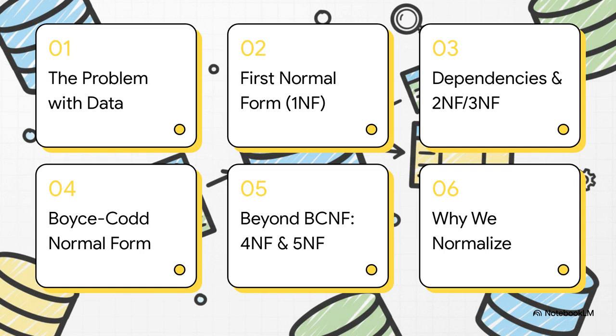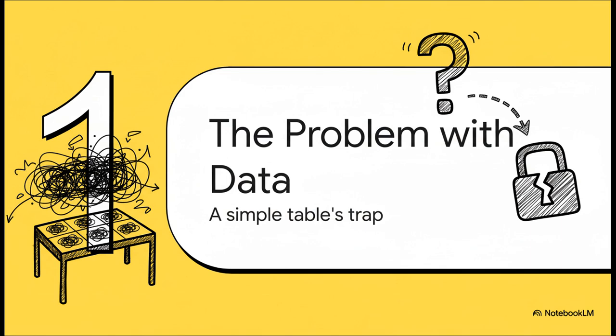So here's the game plan. First, we'll dig into why messy data is such a huge problem. Then, we're going to level up through the different normal forms. Yeah, you can totally think of them like levels in a game. And at the end, we'll talk about the big payoff, why going through all this is absolutely worth your time. Okay, let's dive right in.